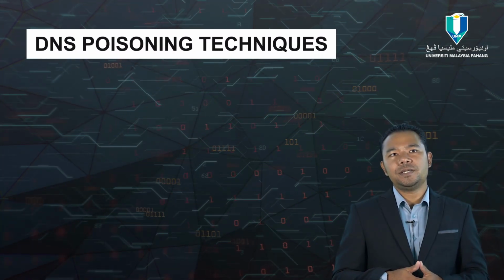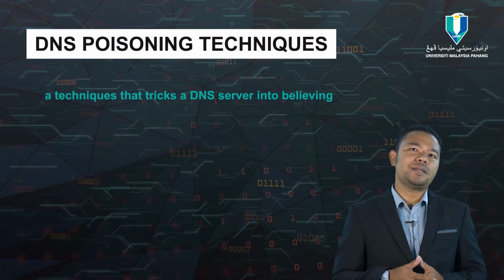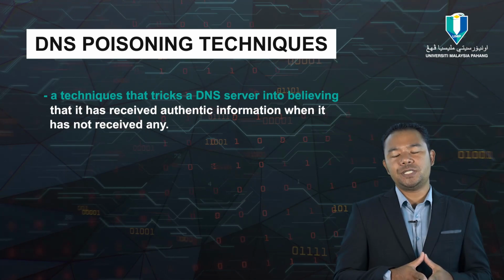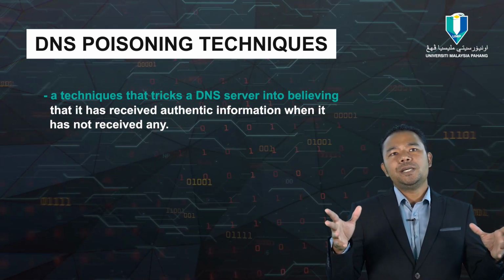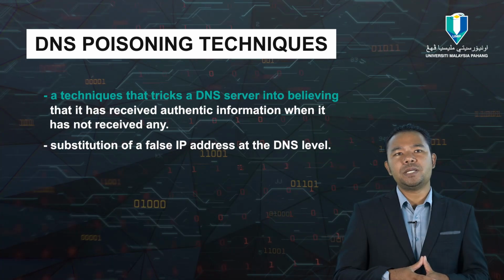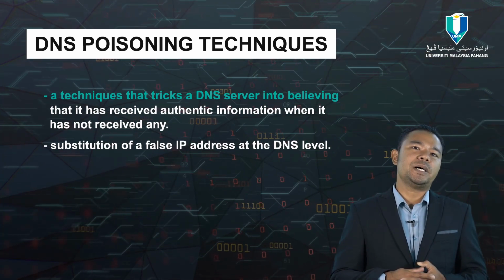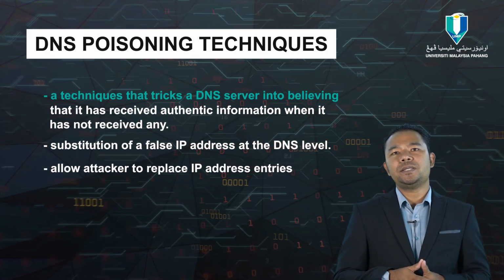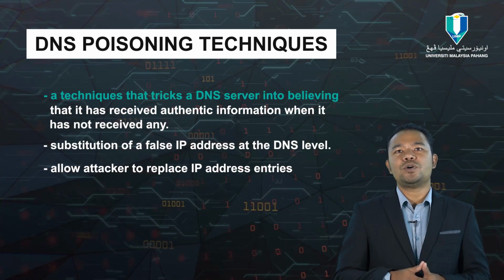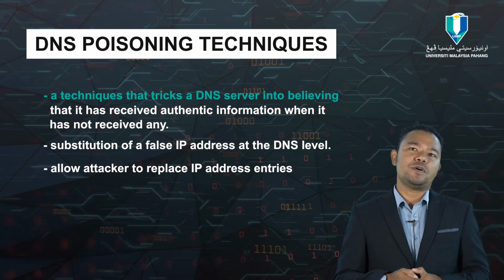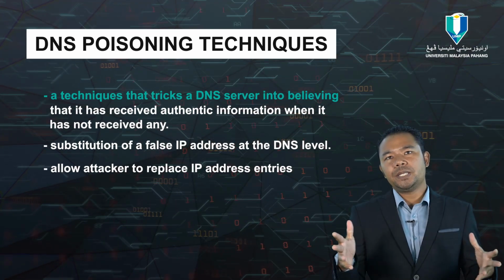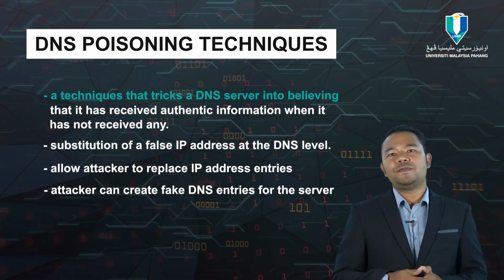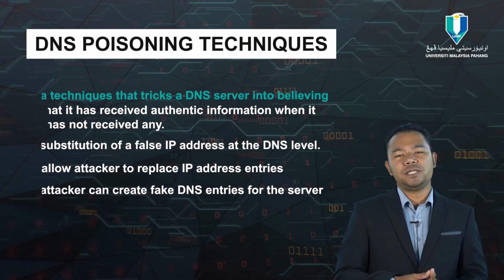DNS poisoning technique. DNS poisoning is a technique that tricks a DNS server into believing that it has received authentic information when it has not received any. It results in the substitution of a false IP address at the DNS level, where web addresses are converted into numeric IP addresses. It allows the attacker to replace the IP address entry for the target site on the given DNS server with the IP address of a server he or she controls. The attacker can create a fake DNS entry for a server with a name similar to that of the target server. This is an example of the DNS poisoning technique.